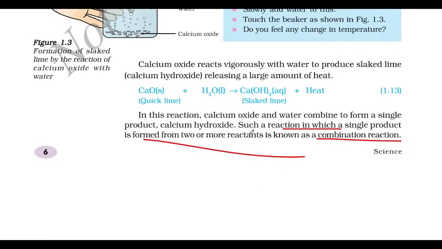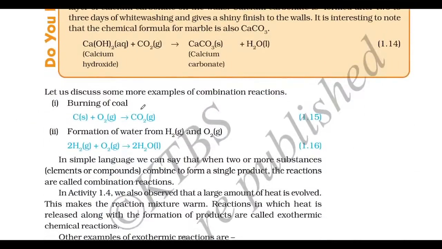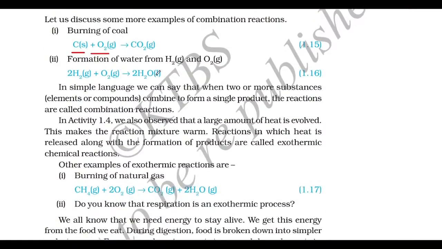What is a combination reaction? A chemical reaction in which a single product is formed from 2 or more reactants is called a combination reaction. Here the example is calcium oxide reacts vigorously with water to give slaked lime, that is calcium hydroxide, releasing a large amount of heat. It is an example of a combination reaction. In the same way, burning of coal, C plus O2 gives CO2, and formation of water from hydrogen and oxygen, 2H2 plus O2 gives 2H2O.